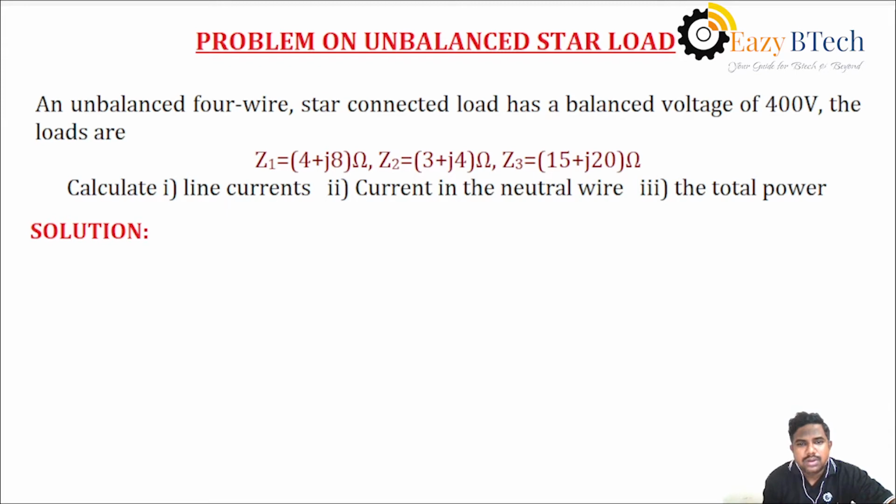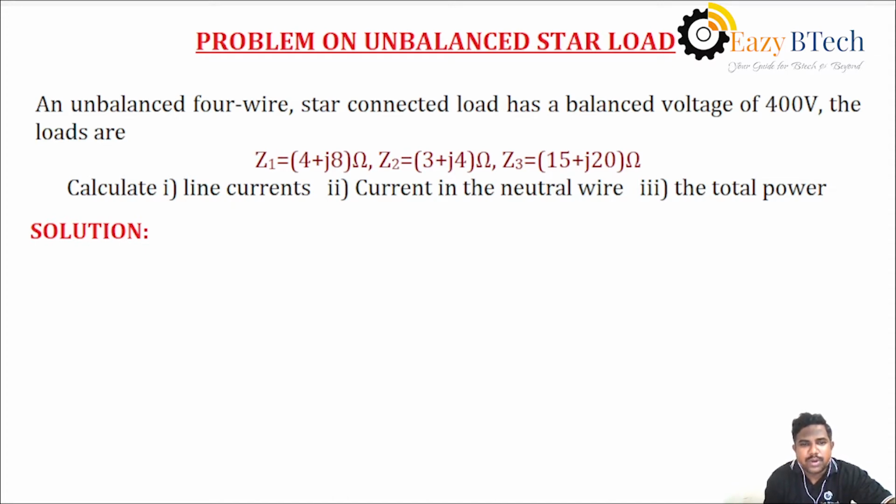In this video, I am discussing how to solve an unbalanced star load. We know what unbalanced means: the load impedances have different values, that is Z1, Z2 and Z3 connected in star with different values. Then how to calculate the different phase currents or line currents, the voltages, the current in the neutral wire, and what is the total power in the load.